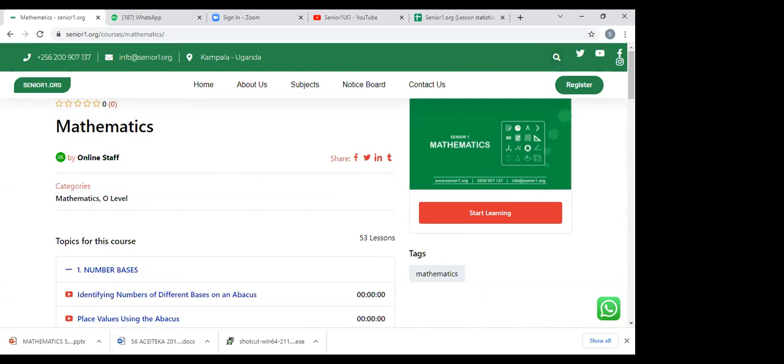I want to remind you as learners, at the end of every topic in this new curriculum, there is going to be an assessment or what you call an exam. You are going to be assessed in that particular topic. And the marks you get in that topic will be added on your marks at S4. So if you start S1 in a playful mode, and then you don't perform well, it is going to affect your overall marks at S4. So please, learners, make use of senior1.org.